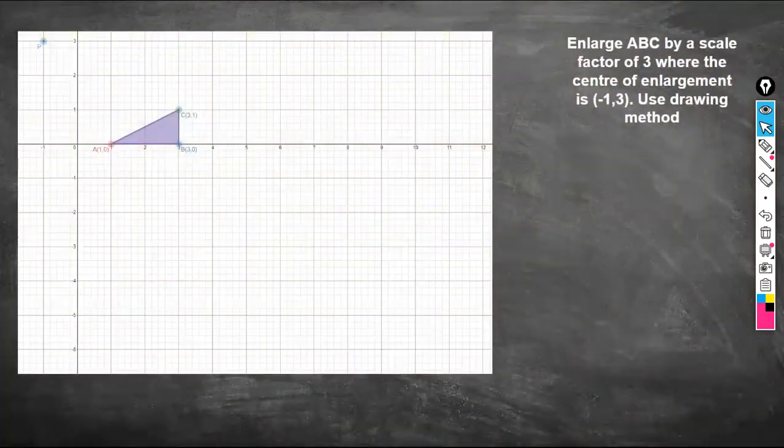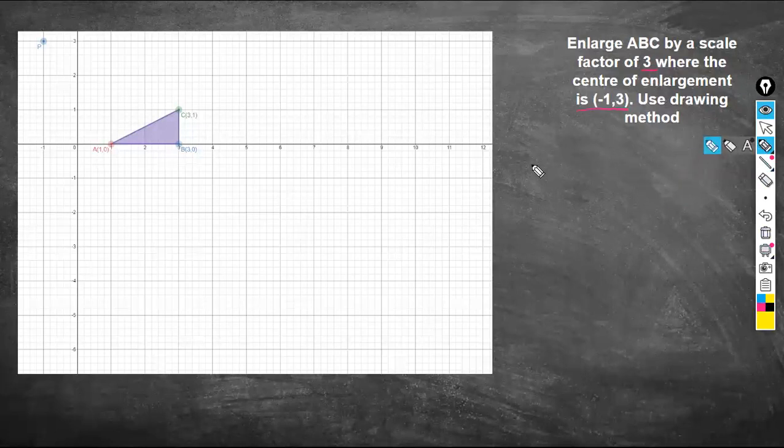All right, guys, so let's move on, right? So this question is a little bit different, right? They want you to enlarge this triangle by a factor of 3, where the center of enlargement is (-1, 3). So they want you to make this triangle 3 times larger.